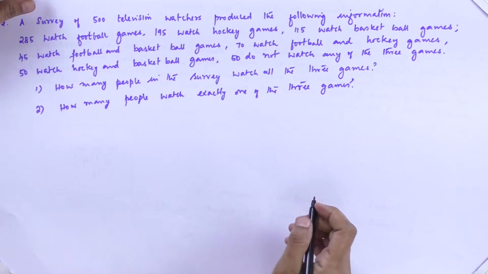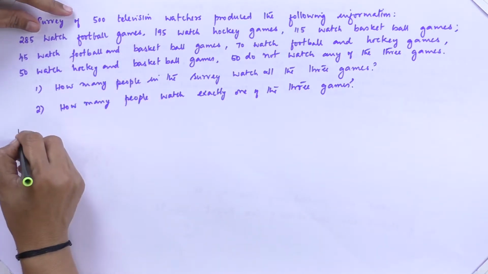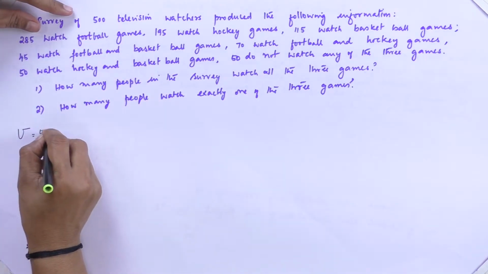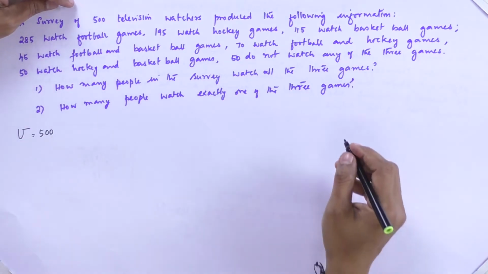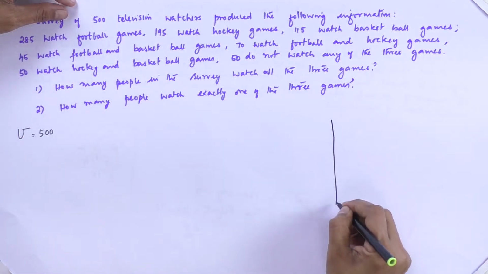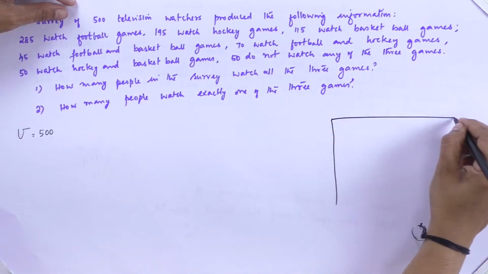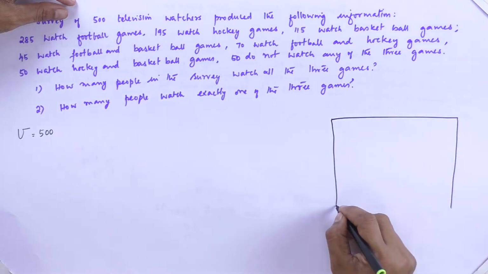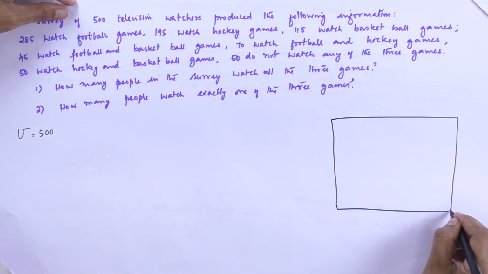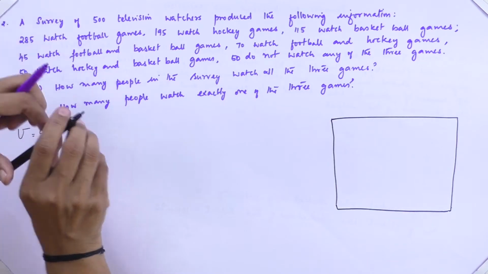Let us see how we find it. The universal set here is what? It is 500. 500 television watchers were given the information. So now I will have to take the sets. What are all the 3 sets? The persons who watch football, right?